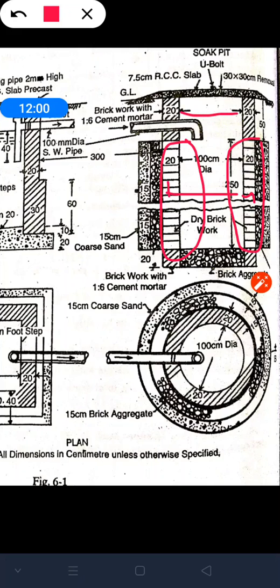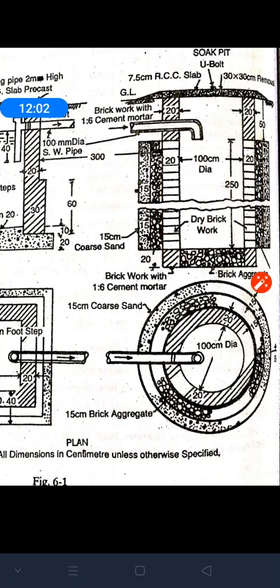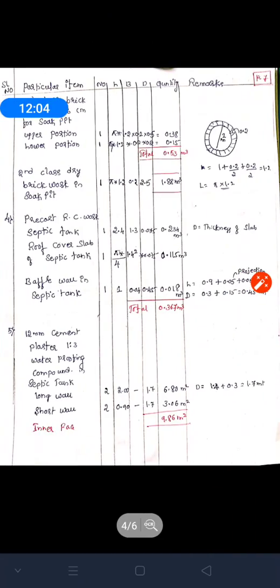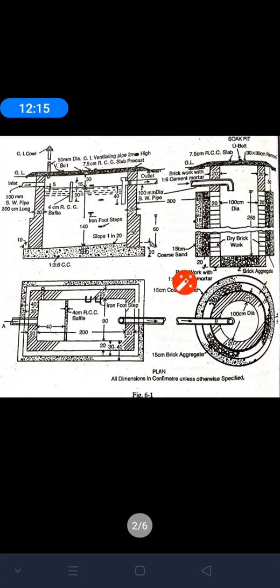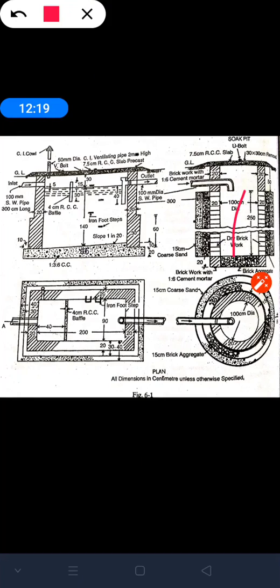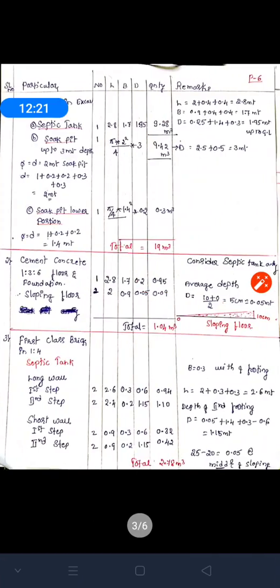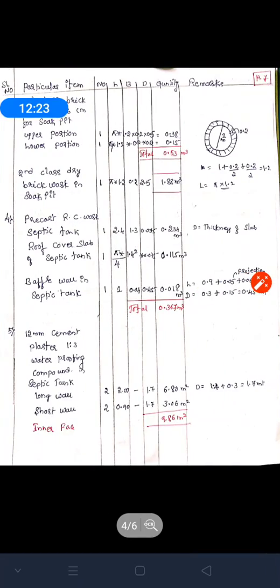Now plus 0.2 by 2 plus 0.5 by 2, that is 1.2. 1.2 into pi gives the circumference length. That circumference length is multiplied by the breadth, which is nothing but the wall thickness. Depth is 2.5 meter, as you can see here. So we get the quantity 1.88 meter cube. That is second class dry brickwork for the soak pit. That is all about the brickwork.